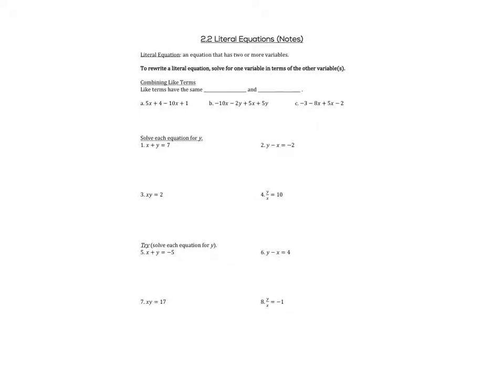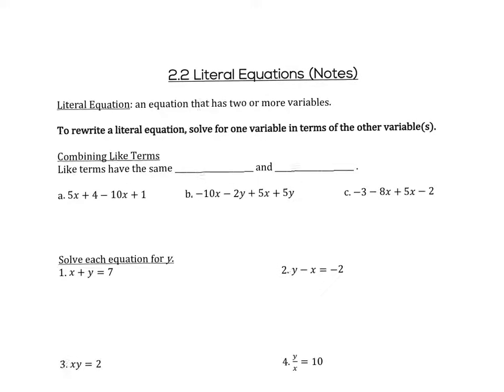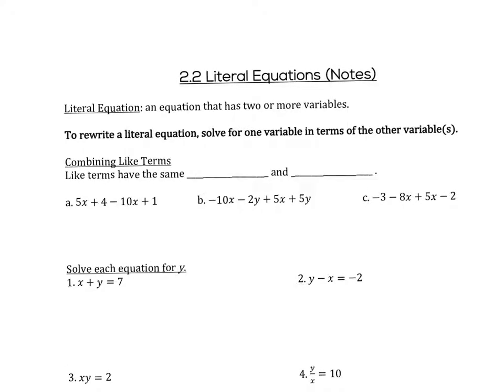Alrighty, let's go ahead and look at some literal equations, okay? So essentially what this boils down to is being able to take some kind of formula that has multiple variables in it, and solving for one of the variables. So say you had the formula for the area of a triangle, which is 1/2 base times height. So area equals 1/2 base times height.